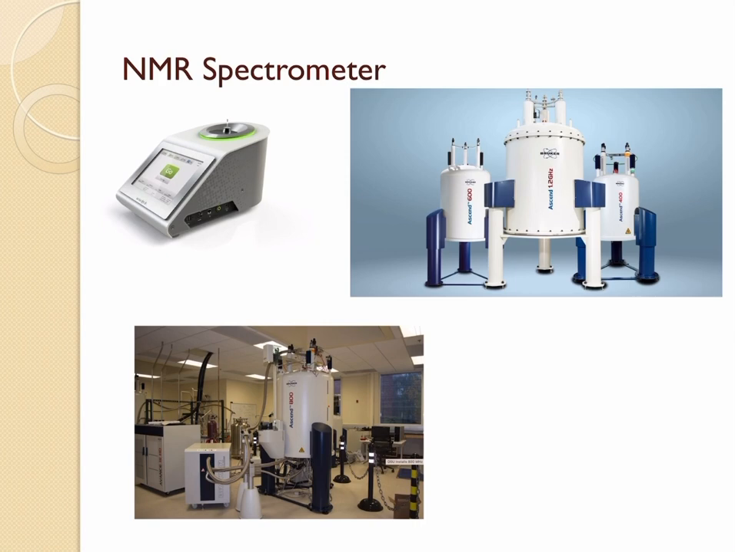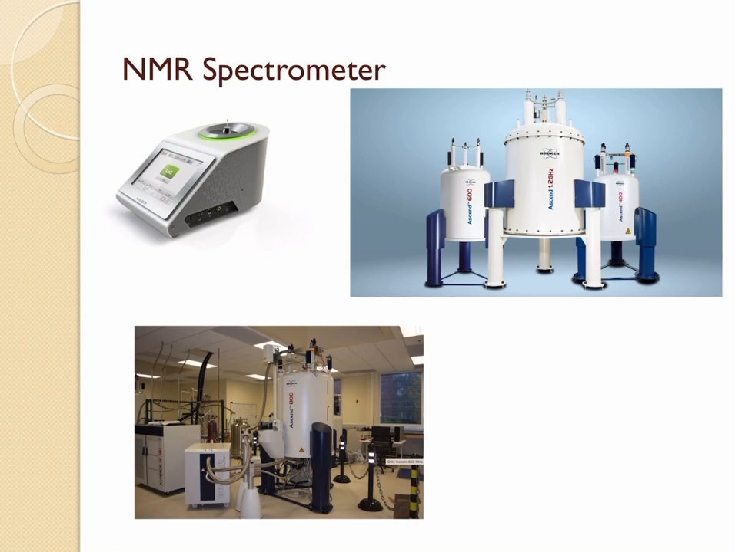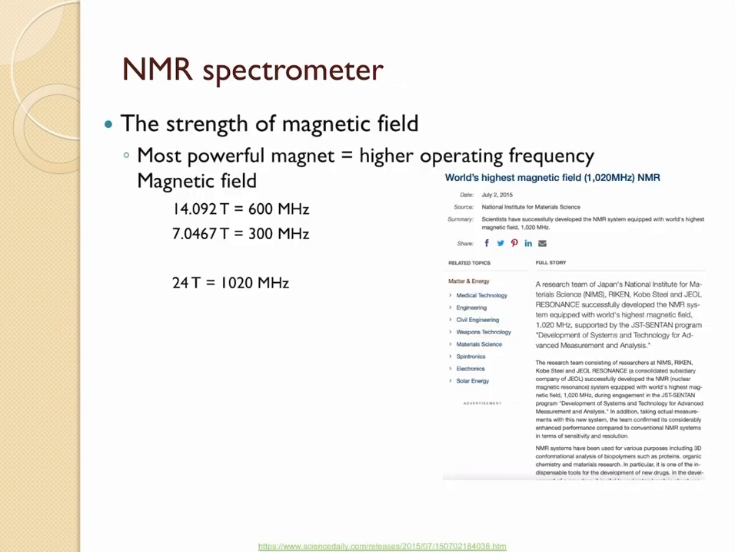Here are some NMR instruments which operate at different operating frequencies. The one that you see on the top left is basically a tabletop NMR spectrometer, which is generally present in an undergraduate laboratory. And here are some sophisticated NMR spectrometers which operate at a very high operating frequency. We now know that the strength of the magnetic field of the magnet that is present inside the NMR spectrometer is directly proportional to the operating frequency of the spectrometer. So if you're going to use the most powerful magnet, then definitely it is going to require a very high operating frequency. NMR spectrometers now range from 60 megahertz to 1020 megahertz.